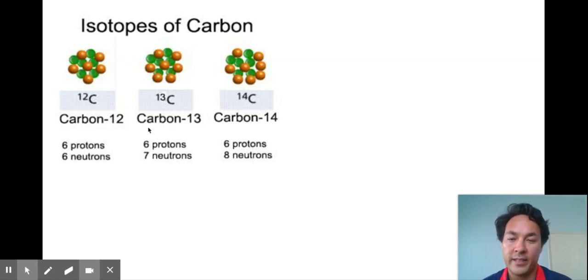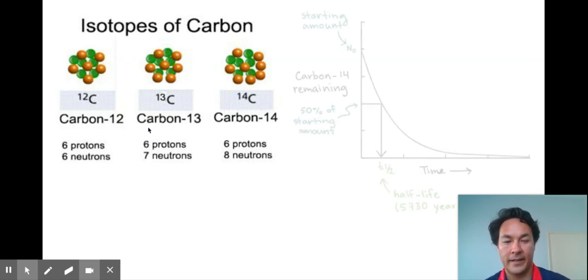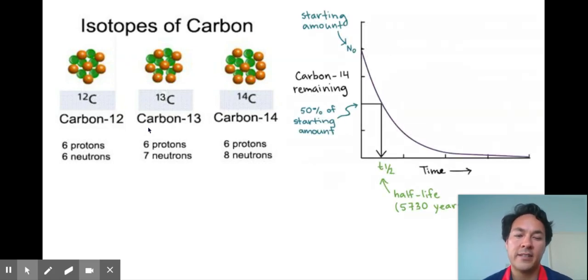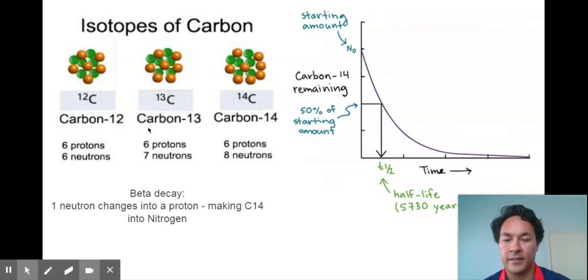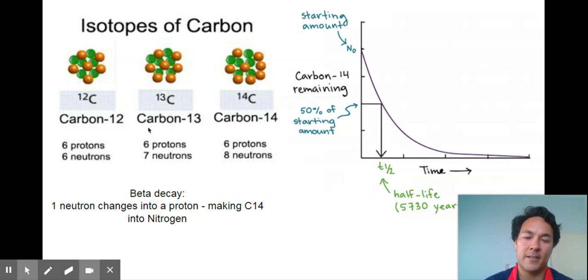But carbon 14 is unstable, and so it will start to decay. It will undergo radioactive decay, and it will turn into nitrogen. What does that mean? It means that it's going to undergo beta decay, and one neutron is going to change into a proton, going from having 6 protons to 7 protons, which makes it turn into nitrogen. Pretty crazy, huh?